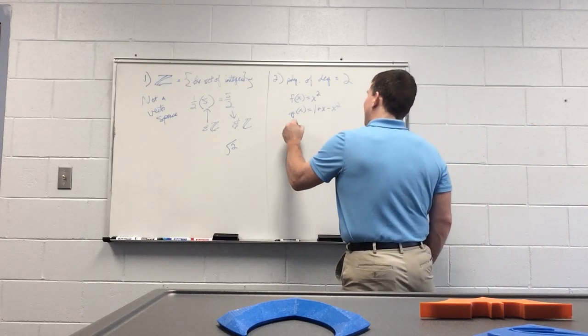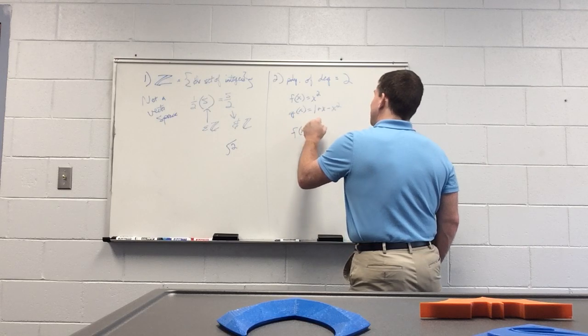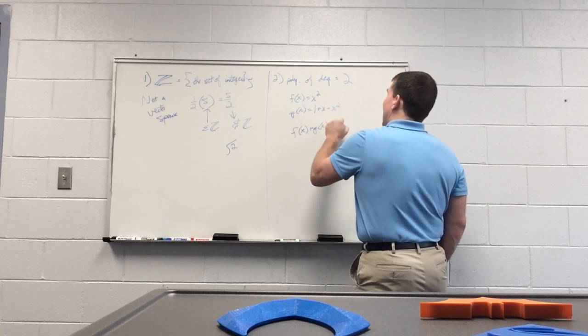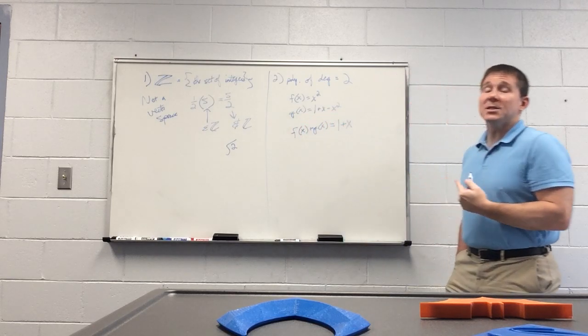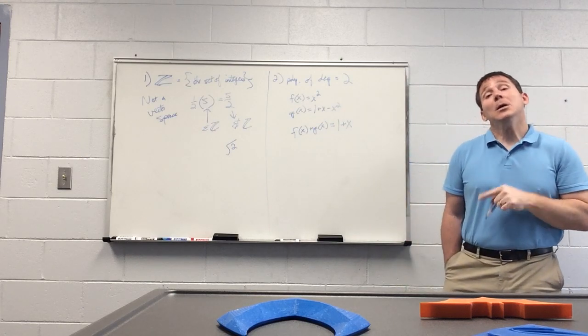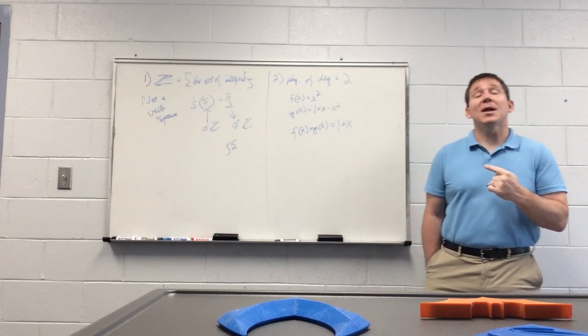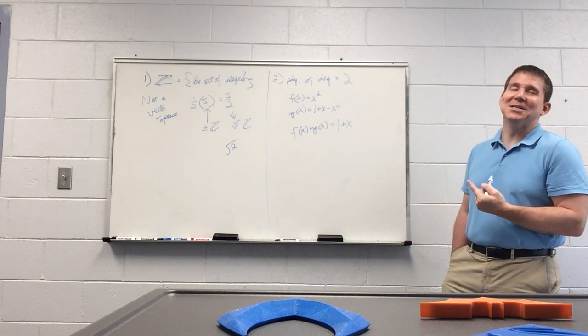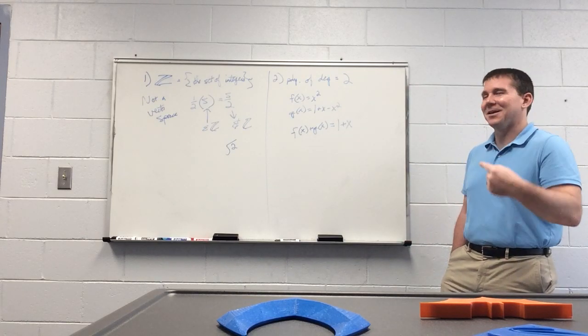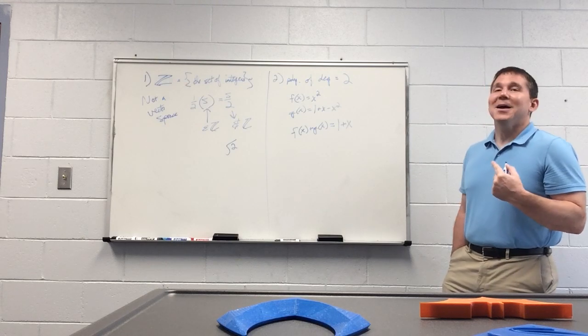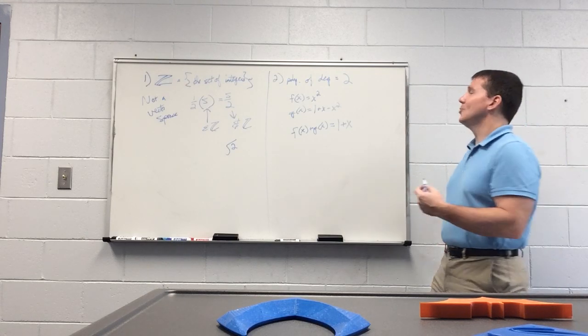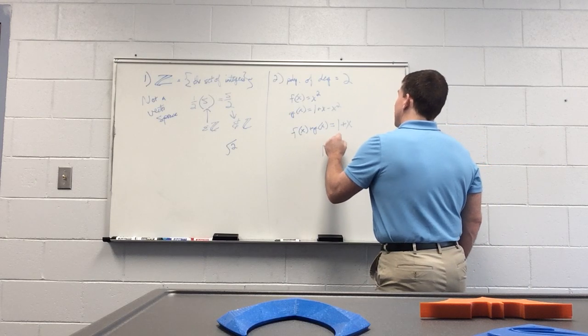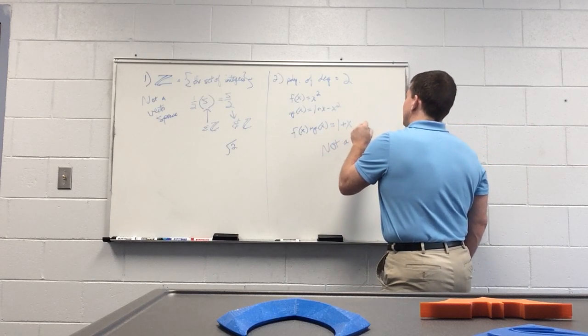But if I do f of x plus g of x, I get 1 plus x, which is a polynomial of degree 1. Which means I don't have closure under multiplication. I'm sorry, closure under addition. We're adding, not multiplying. I'm thinking about something else. Okay? Which means I'm not closed under addition. That's not a vector space.